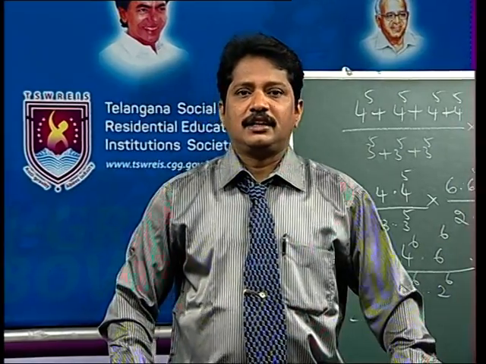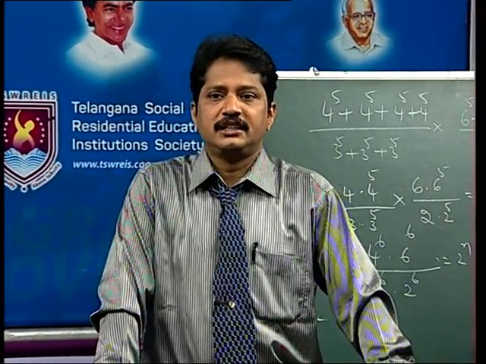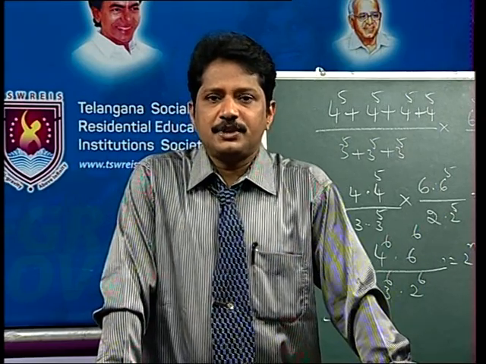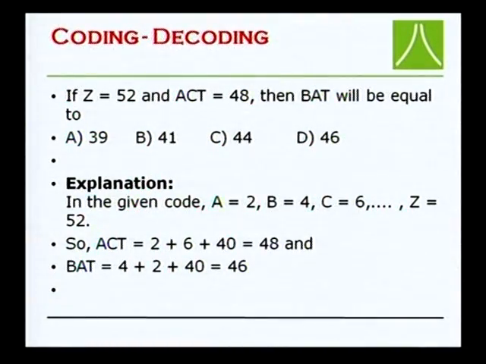Okay. Now, coming to another question for understanding's sake, just observe: if Z equals 52 and ACT equals 48, then what is BAT? Your options are 39, 41, 44, 46. Some explanation is given here, just observe that.